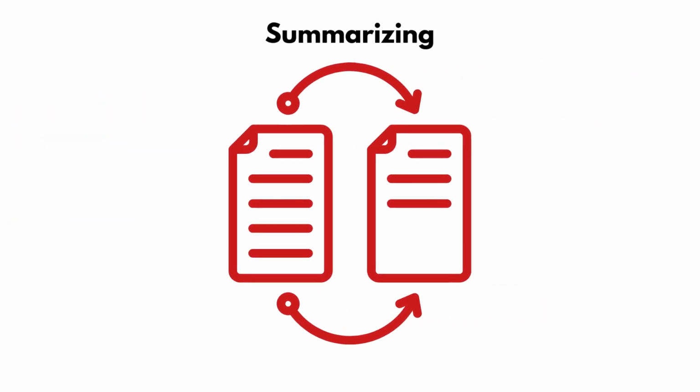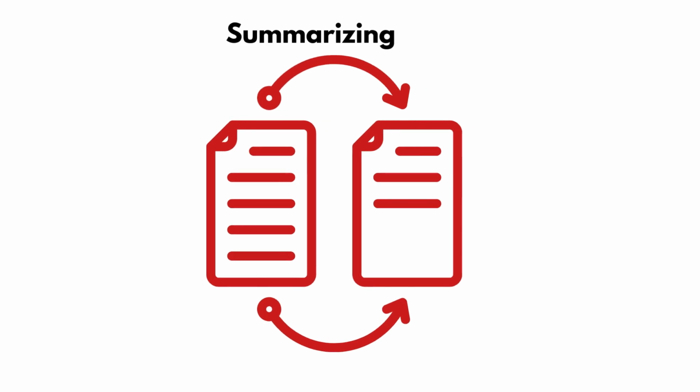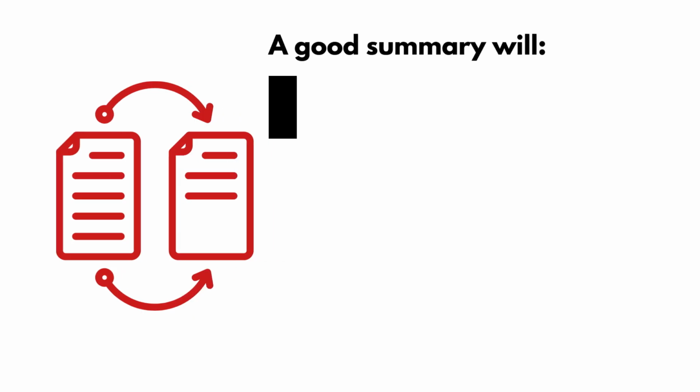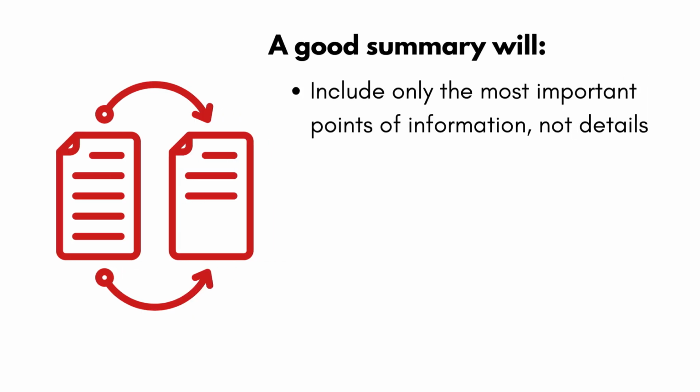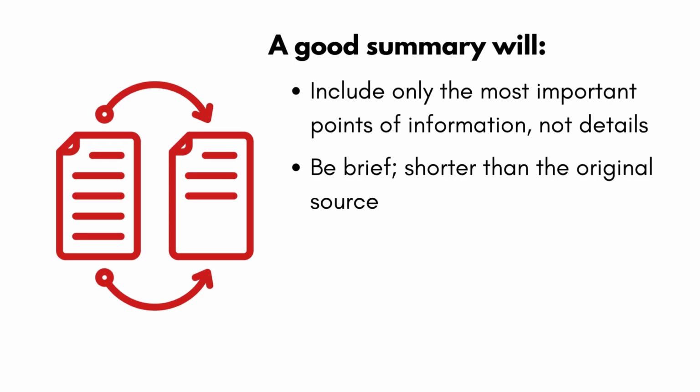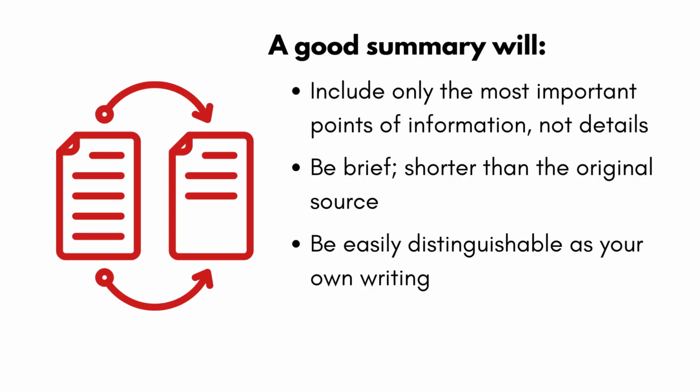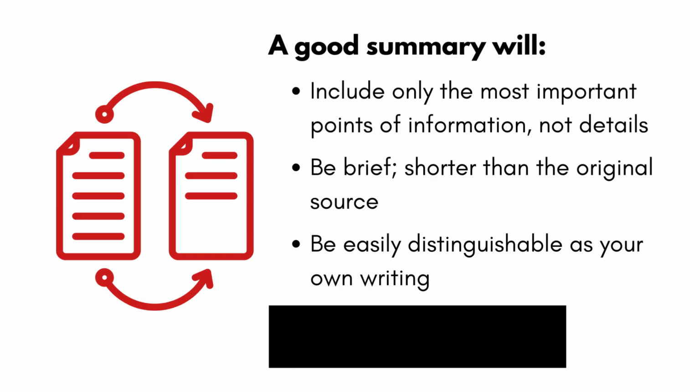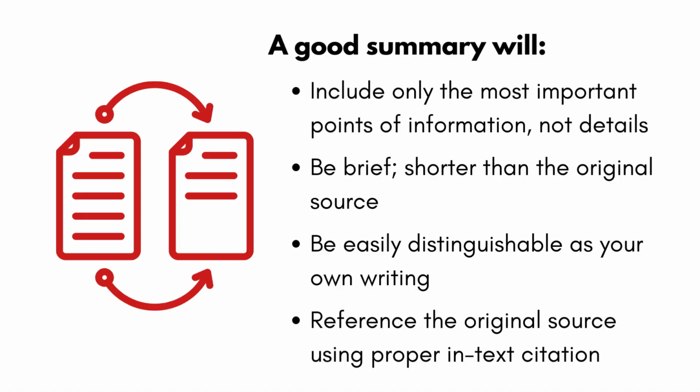You might think of summarizing as a form of paraphrasing. When writing a summary, you use your own words to concisely communicate the most important information from a source. As with our other methods of integrating information, you should always refer to your original source when summarizing. A good summary will include only the most important points of information, not details. Be brief, shorter than the original source. Be easily distinguishable as your own writing, and refer to the original source.